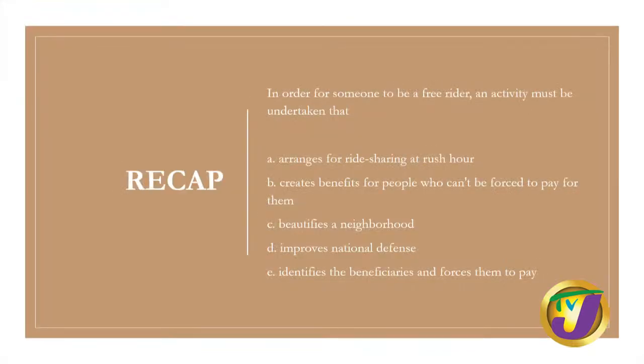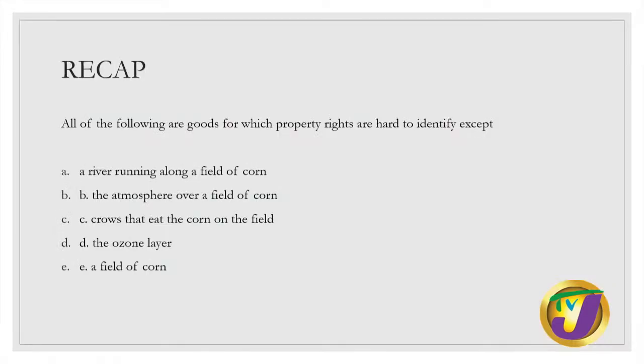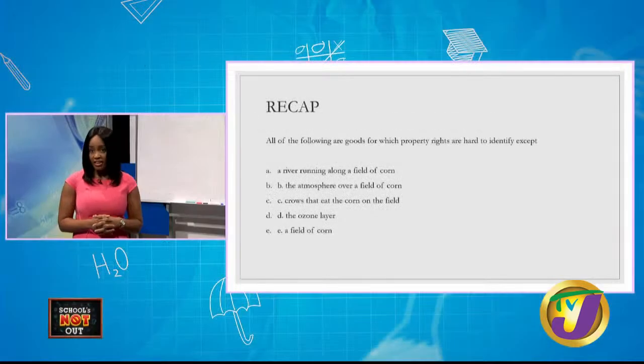Next question, in order for someone to be a free rider, an activity must be undertaken that A, arranges for free ride sharing at rush hour, B, creates benefits for people who aren't forced to pay for them, C, beautifies a neighborhood, D, improves national defense, or E, identifies the beneficiaries and forces them to pay. Because I don't remember us doing free rider, even though this is a concept associated with types of goods, I'll just tell you the answer for this one, and it's B. Again, just please note some of the questions, and on your own time, use this as your little challenge to answer.